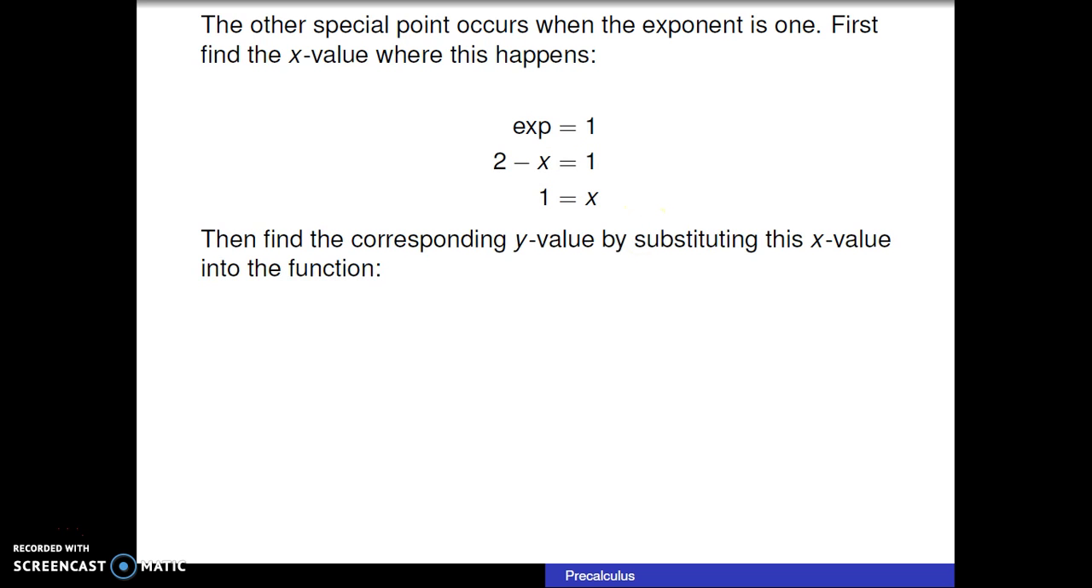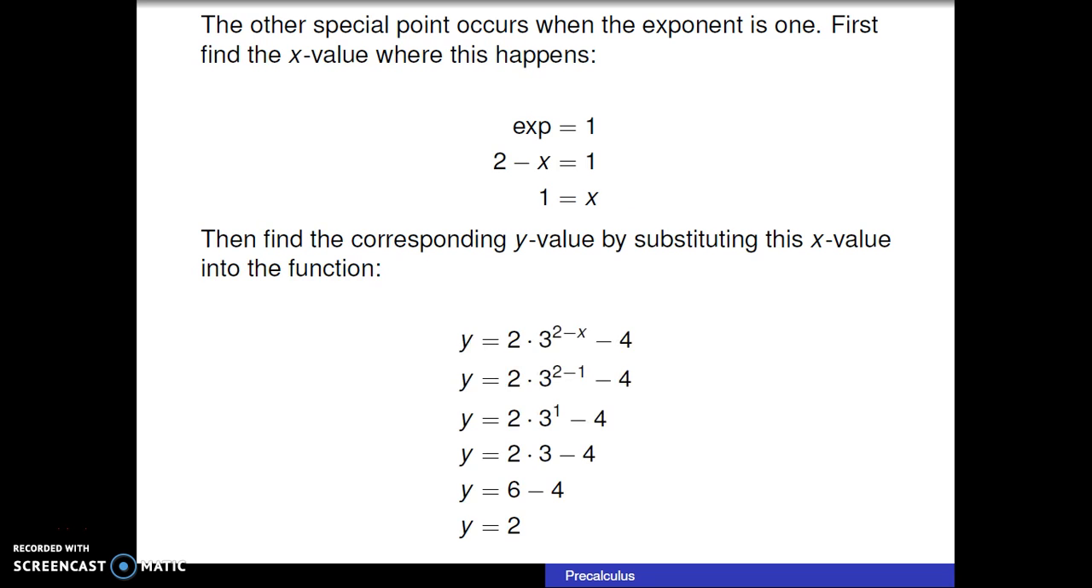Now we'll substitute this into the function to find the y value. So here was the function, replace x with 1. Do this subtraction, 2 minus 1 is 1. We get an exponent of 1. Again, no surprise, that's what we wanted the exponent to equal. Now we do our exponentiation. 3 to the first is 3. Multiplication, 2 times 3 is 6. 6 minus 4 is 2. So here's our other special point, (1, 2).